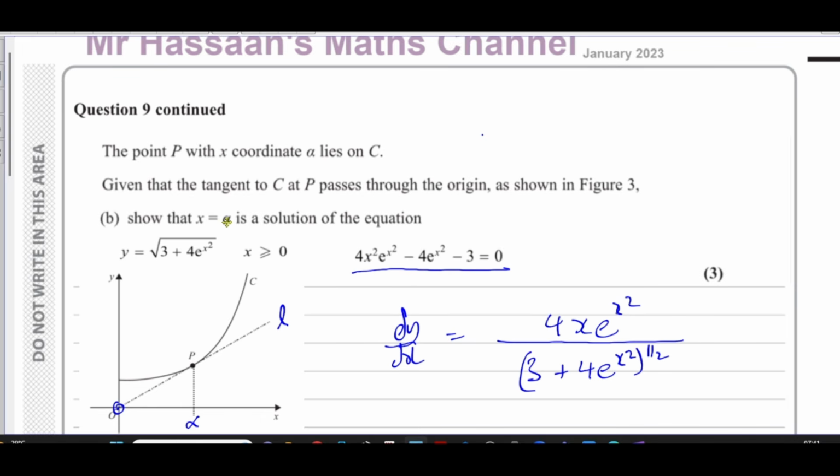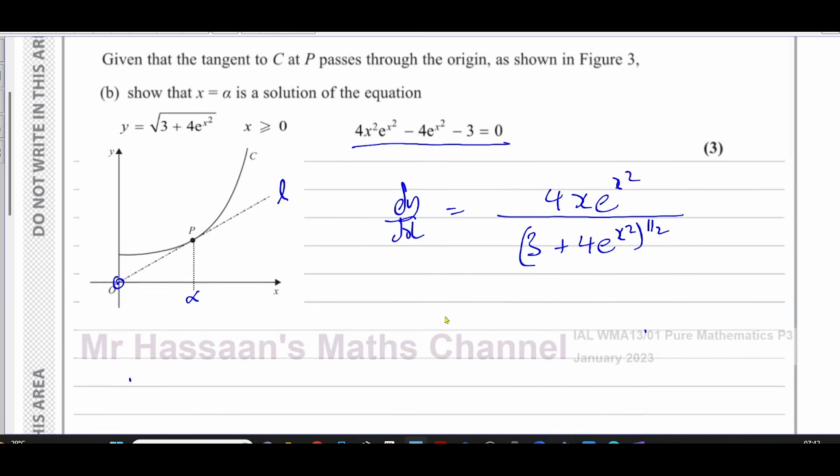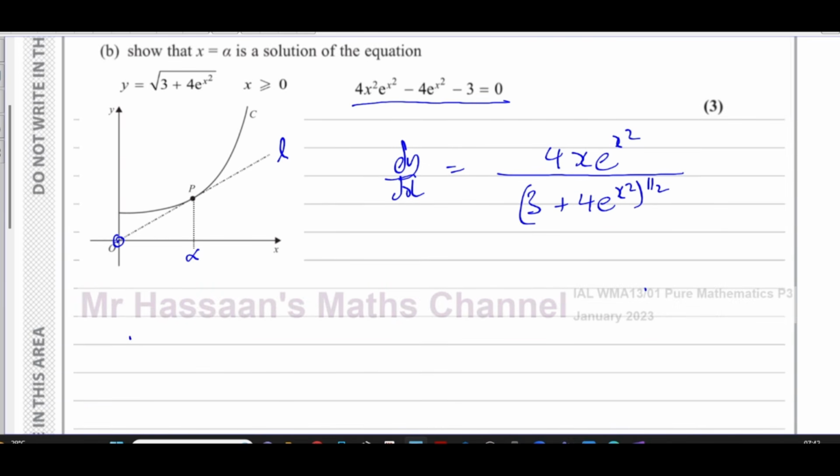Okay, that x equals alpha is a solution to this equation. So the solution to this equation is the place where the line and this curve touch, where there's an intersection between the line and the curve. In order for us to find the intersection between two functions, we have to solve their equations simultaneously. We already have the equation of the curve. We need the equation of this straight line, L, the tangent.